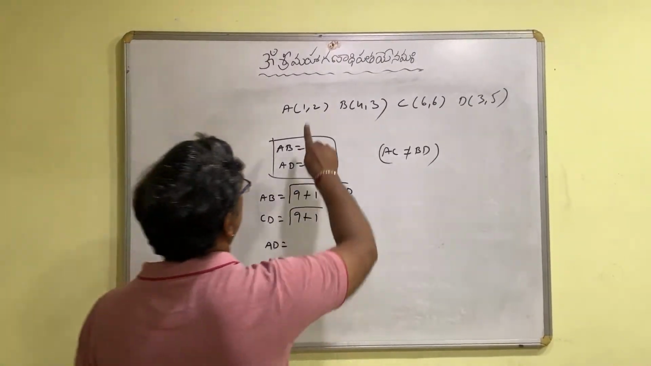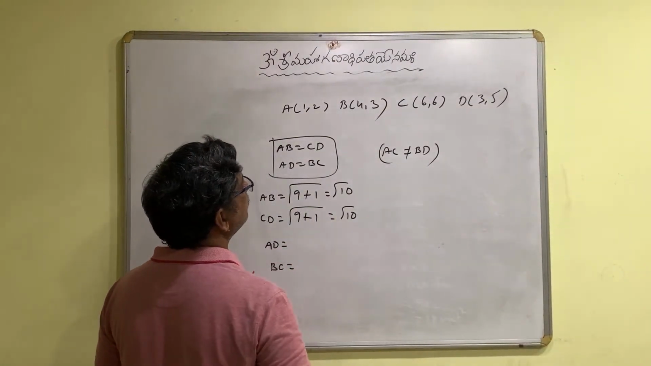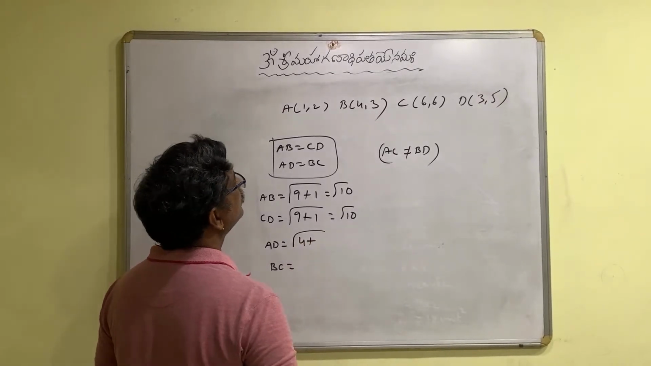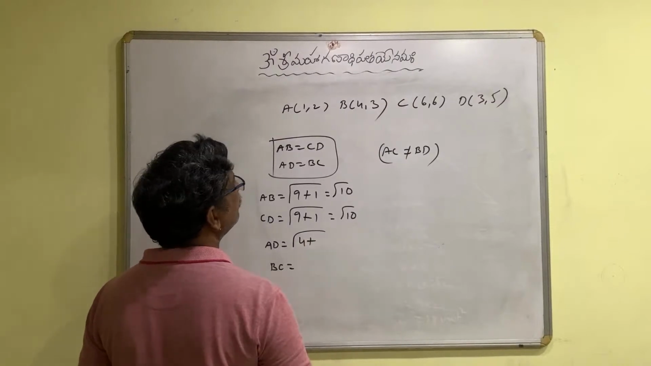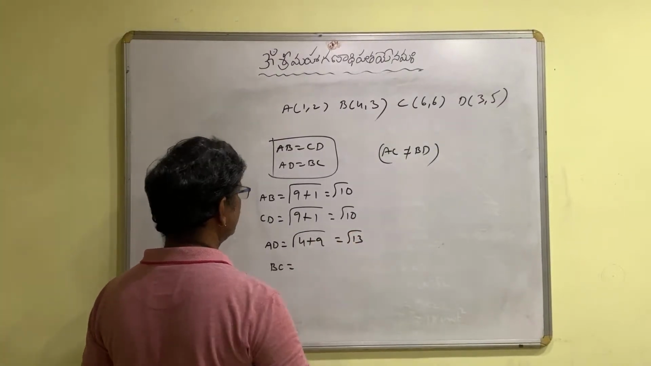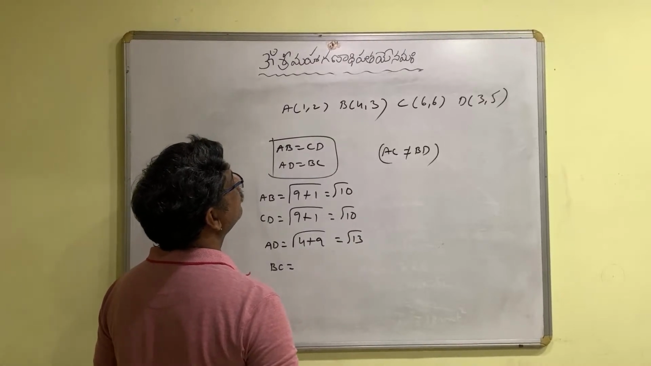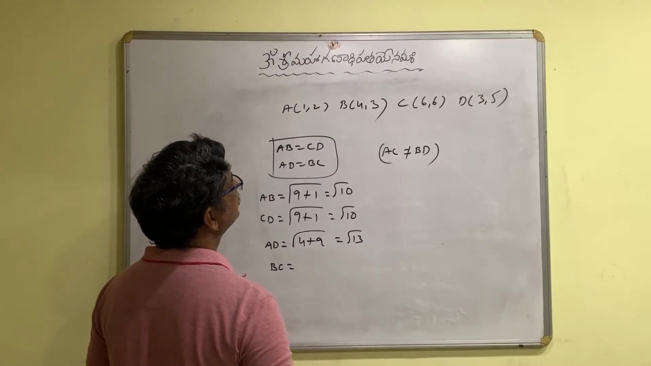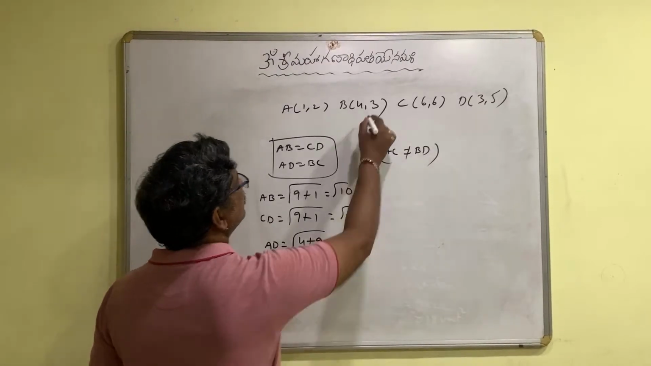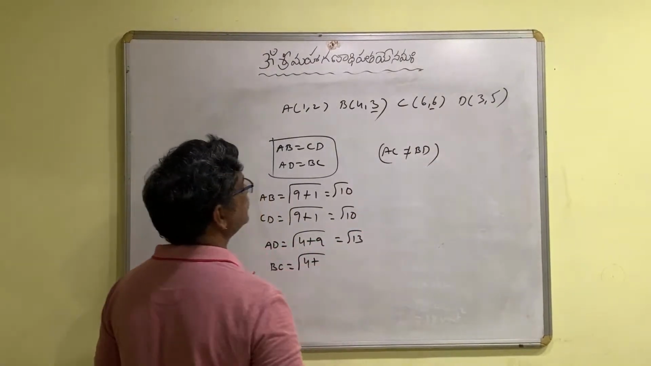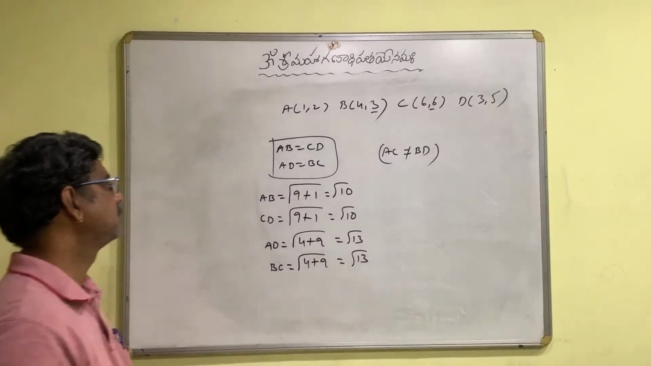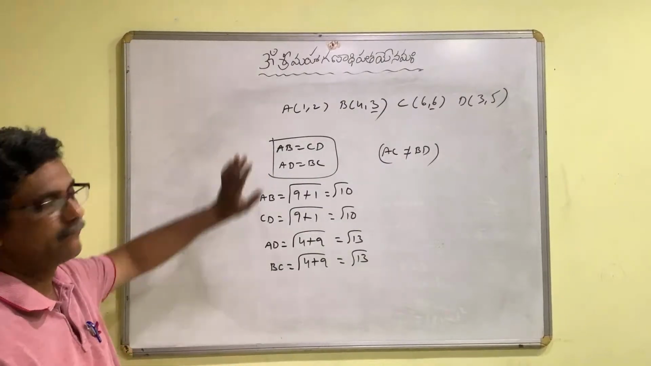AD: (1 minus 3) minus (2) whole square, that is 4; (2 minus 3) and (2 minus 1 minus 3) gives 9. Root over 13. BC: (4 minus 6) minus 2 whole square 4; (3 minus 6) minus 3 whole square 9. Root over 13. So this has happened.